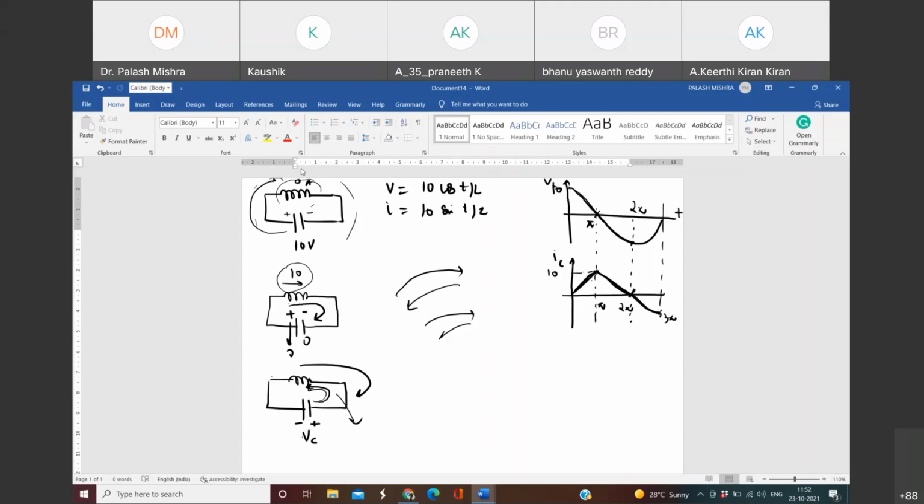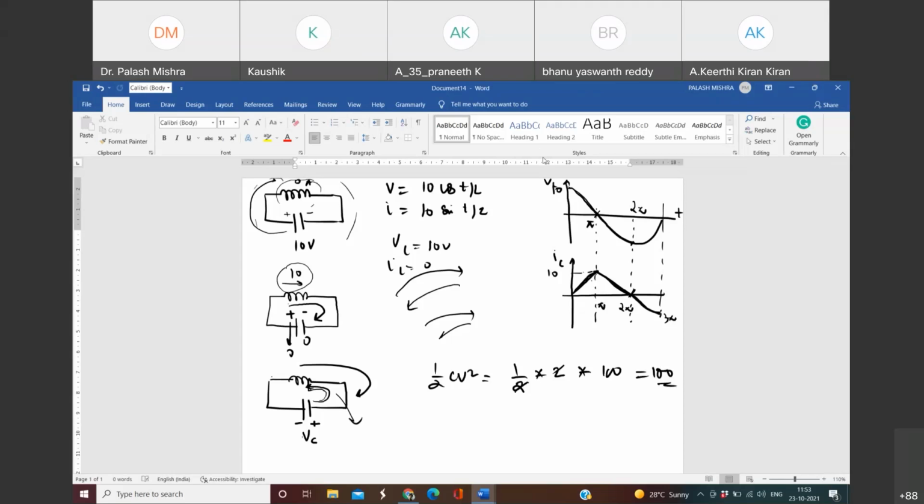One more thing I just want to say: the VC0 was 10 volts and IL was 0. So what is the initial energy? Half times C V square. C was 2 farads, right? And voltage square is 100. So initially the energy in the circuit was 100 joules. And you calculate the energy at any time instant, it will be 100 joules itself.